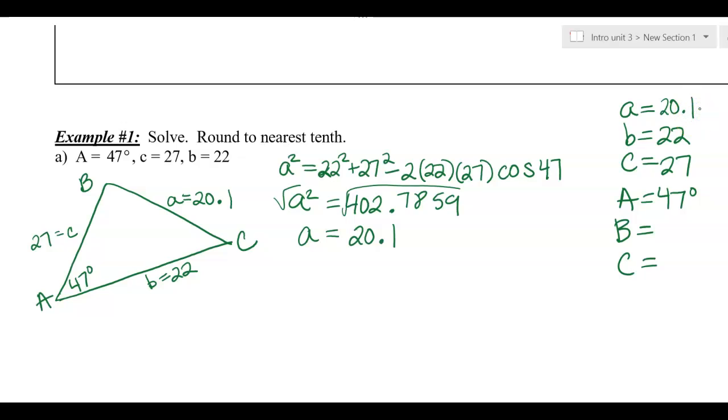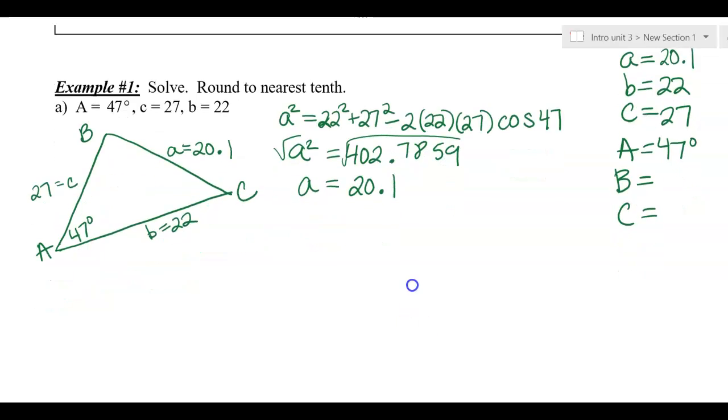Now, you can go solve more stuff using law of cosines if you want, but it's just a lot of work because the formula is really long and has lots of pieces to it. Usually, once I find the one piece I need from law of cosines, then I would go and use law of sines, okay? And so we're going to work on that.